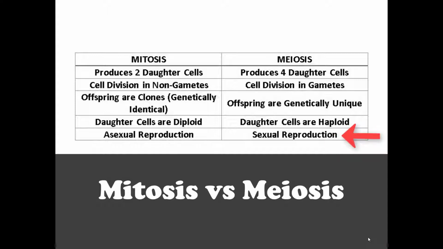Meiosis is a form of sexual reproduction that produces the sperm or eggs. In meiosis, 4 daughter cells are produced. Each of the 4 daughter cells is genetically unique, and they only carry 1 set of chromosomes instead of 2. For this reason, daughter cells are considered haploid.